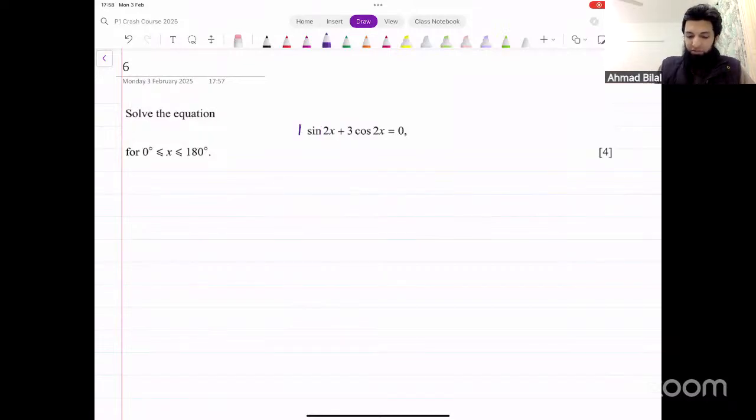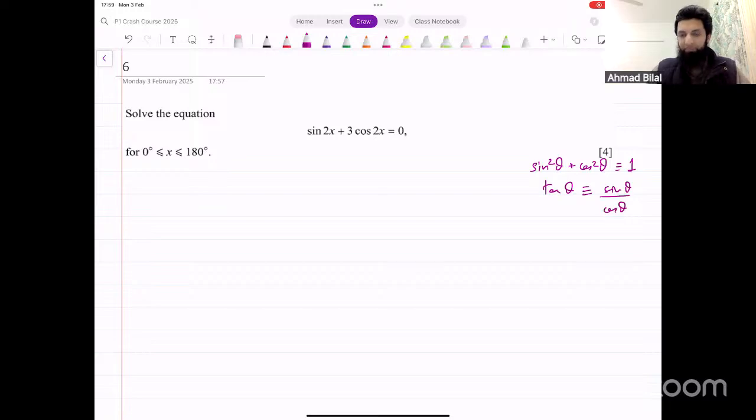We have two functions. One is sine and the other is cos. We first of all have to convert it to a single function because right now we have two functions. We can't solve it as it is. So we have to use identities to convert it to a single function first of all. What are the two identities that we have? Sine square theta plus cos square theta is identical to 1, and tan theta is identical to sine theta over cos theta, right? These are the two identities that we have.